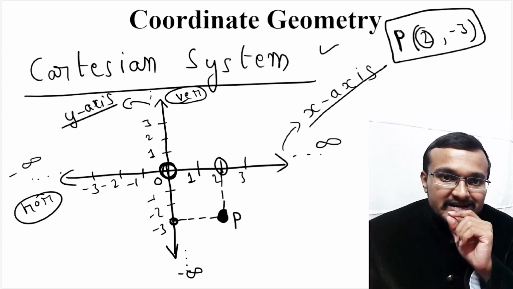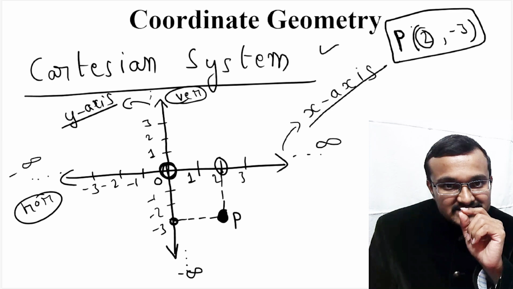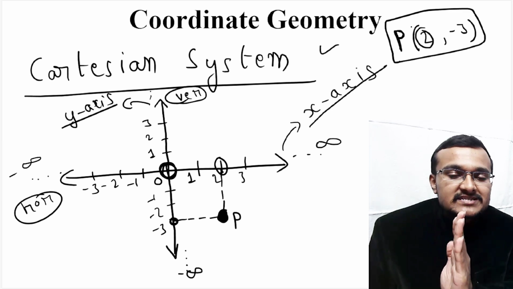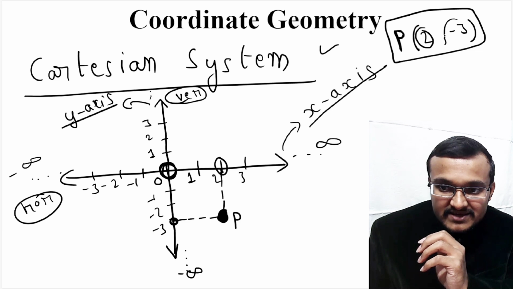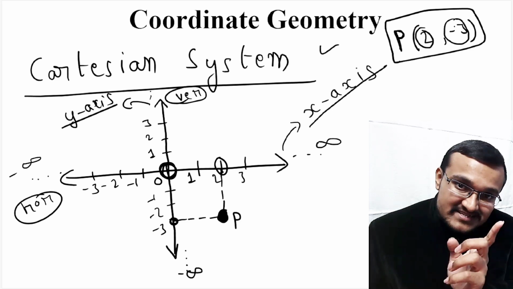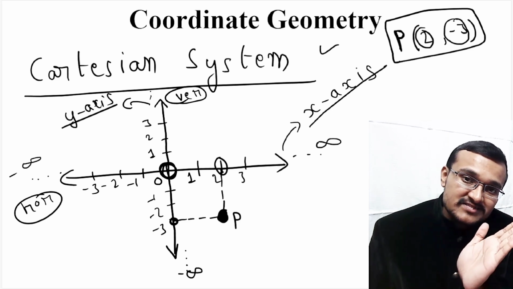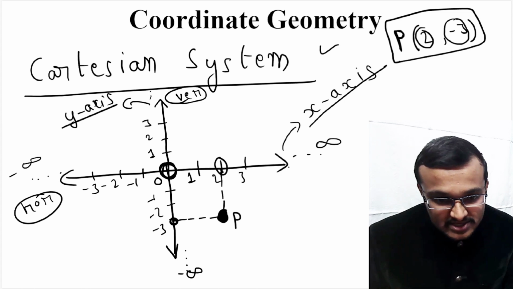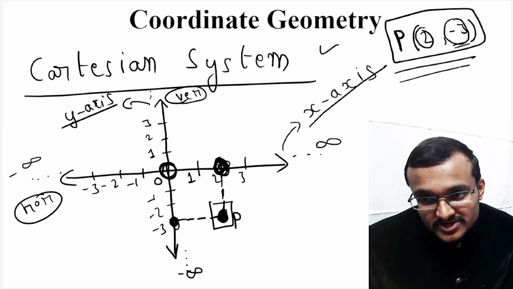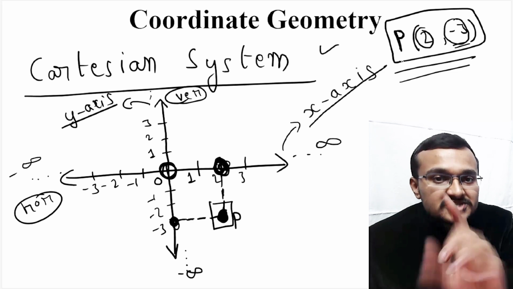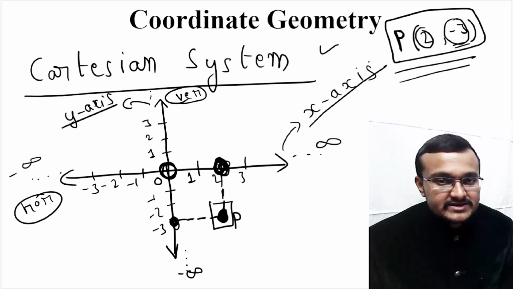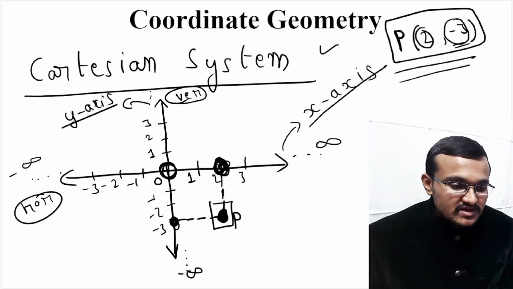This +2 indicates the point on the x-axis where the perpendicular line from that point is meeting, and this -3 is the point on the y-axis where the perpendicular line from that point is meeting. If I give you this information, you should be able to locate the position of that particular point. So how to do that?